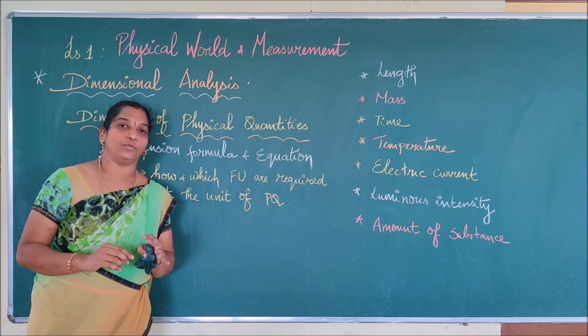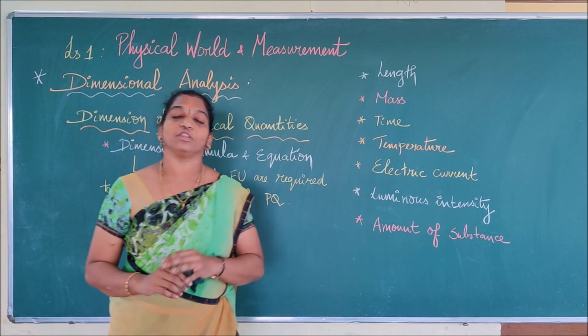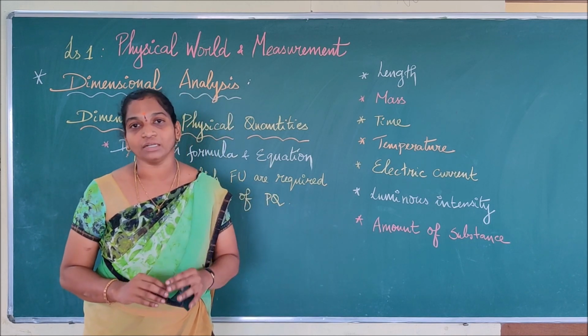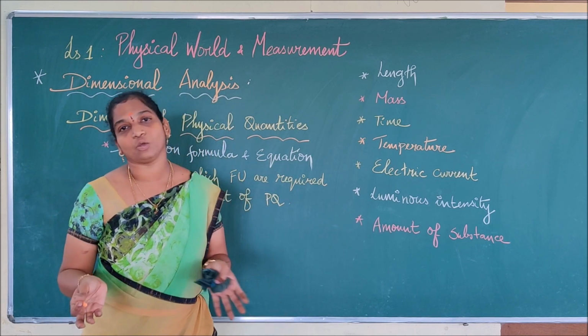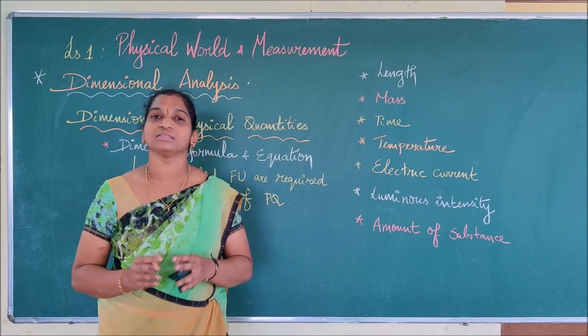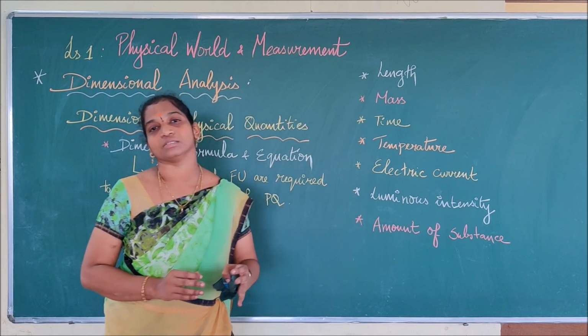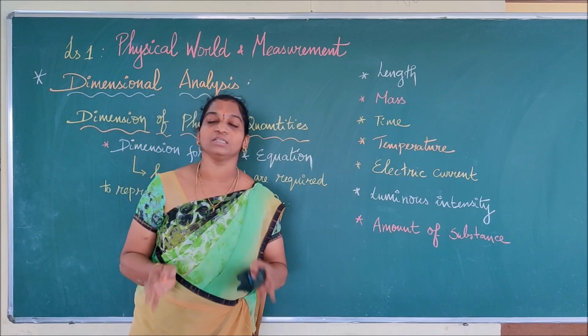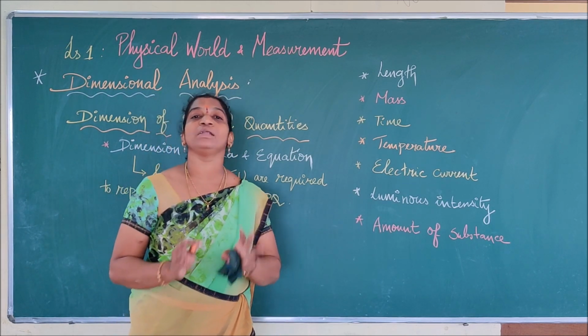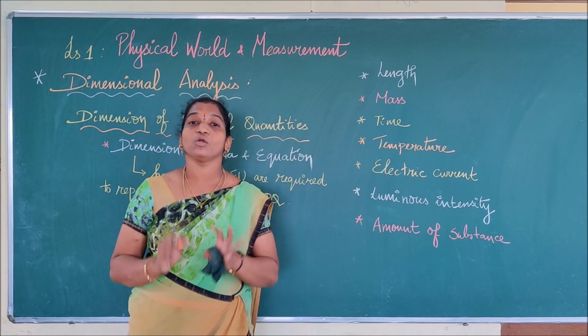First we have to know about dimensional analysis for the physical quantities. We know about various physical quantities: 7 fundamental quantities, 2 supplementary quantities and an infinite number of derived quantities. For all the derived quantities we have some common dimensional values. So we are going to learn that.